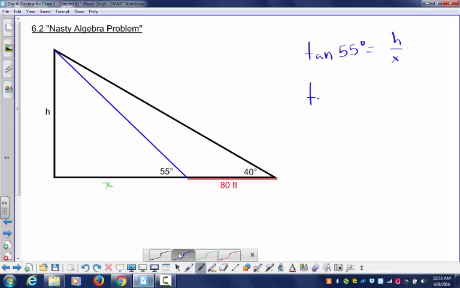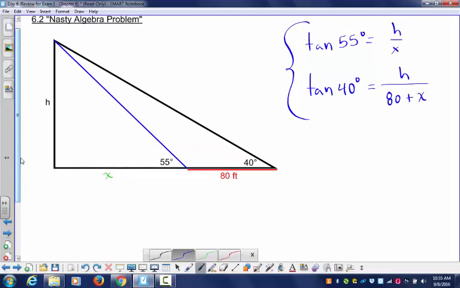The outer triangle, we have tangent of 40 degrees is equal to h over 80 plus x. So those form a system. We have two equations. We have two unknowns. The only one we care about is h, but if you are more comfortable solving for x first, totally fine. Doesn't matter.